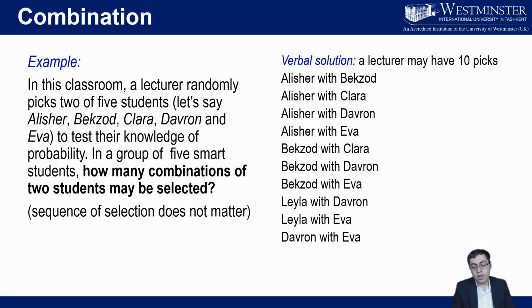Now, if you were to consider all the options or possibilities that are available and write them down on a piece of paper, you are going to have 10 possibilities. So basically it is Alisher with Begzat, Alisher with Clara, and so on and so forth. Notice that I have not written Begzat with Alisher here because that's the same thing as writing Alisher with Begzat.